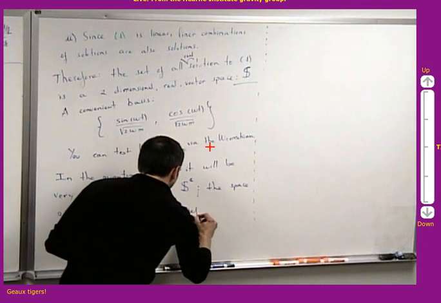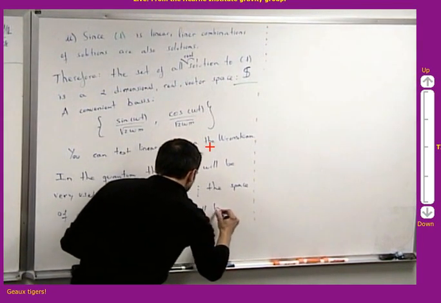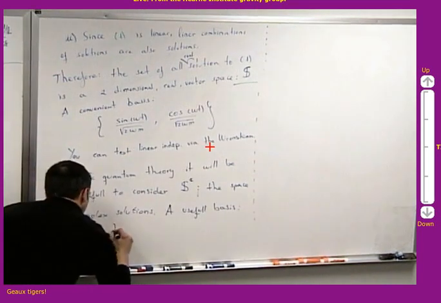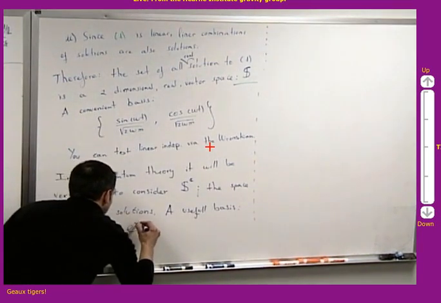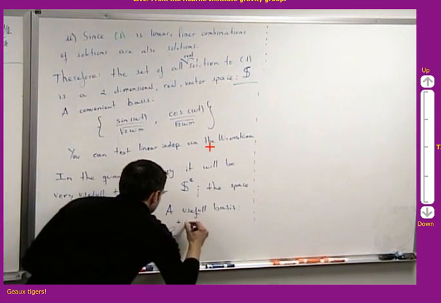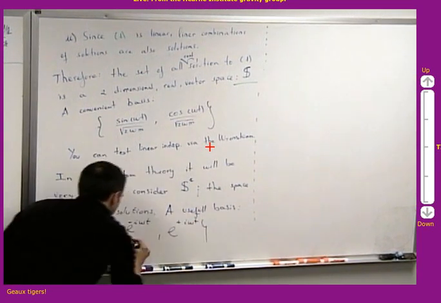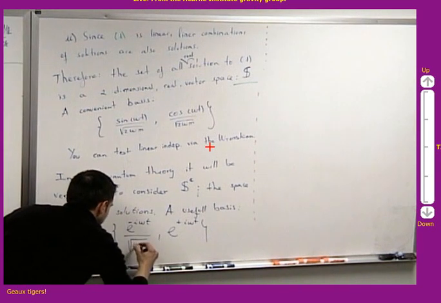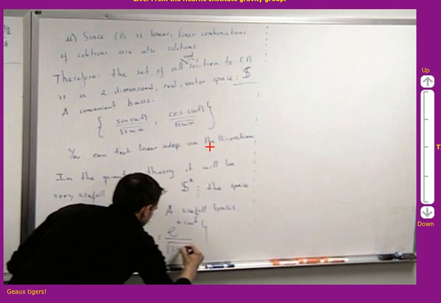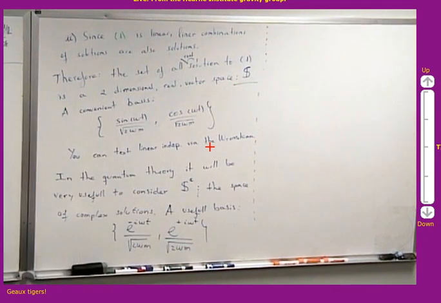A useful basis of that space, you can already imagine what the basis is going to be. It is going to be exponential of minus i omega t and exponential of plus i omega t. And for convenience, I add this factor. This is a basis of the space of complex solutions.